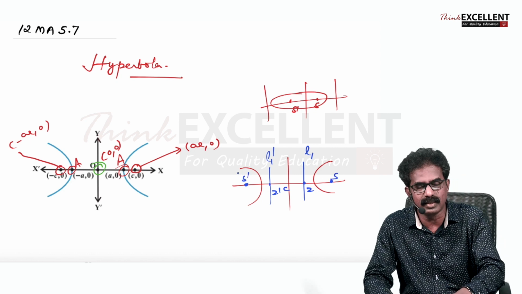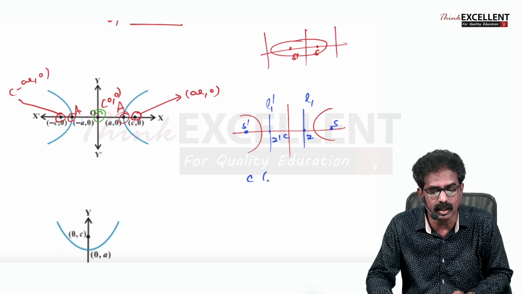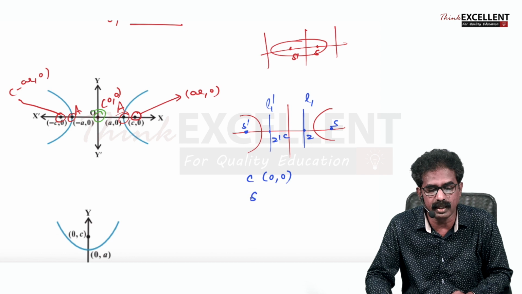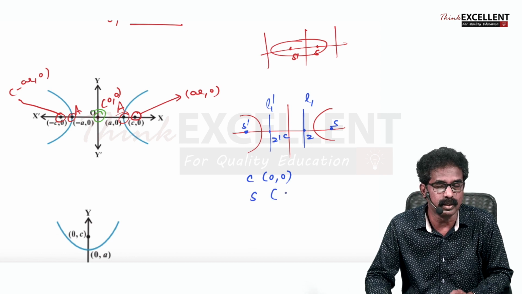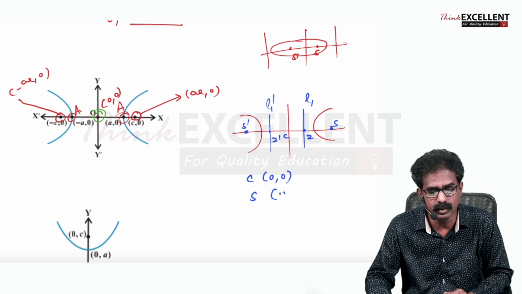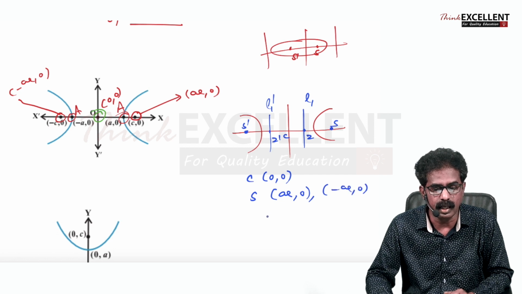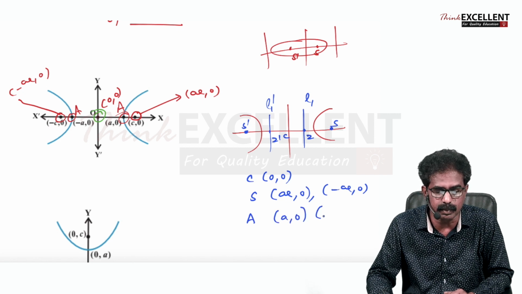So all the results are the same as ellipse. Center is (0, 0). Foci, there are two foci: (AE, 0) and (minus AE, 0), or you can say C, AE only we take as C, right? Vertices A and A dash are (A, 0) and (minus A, 0).